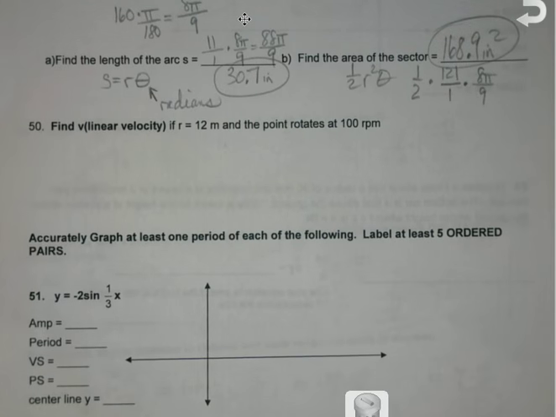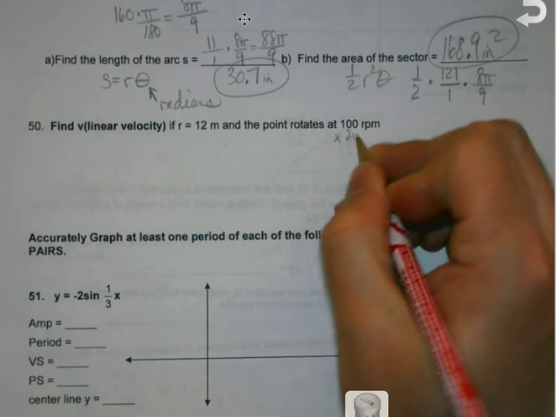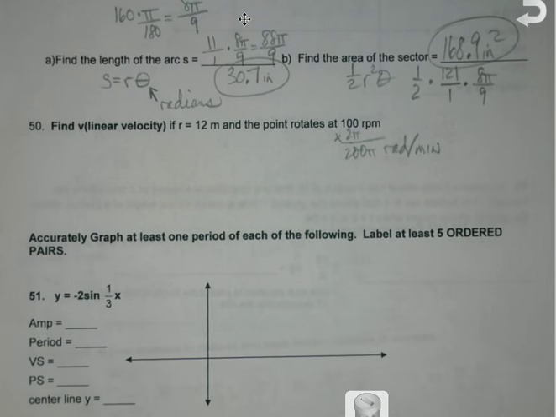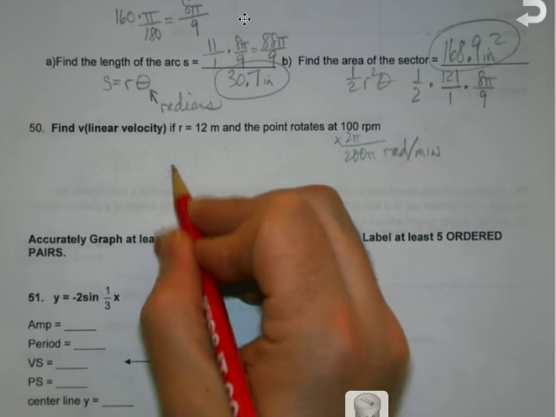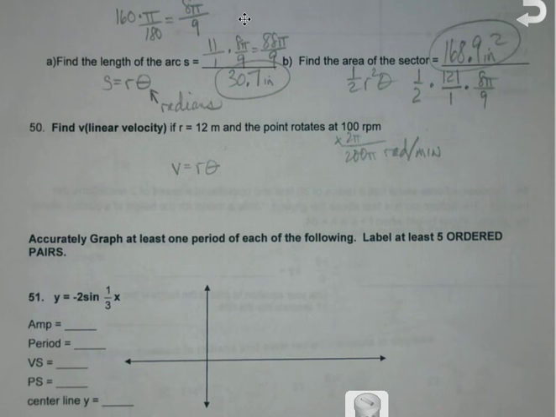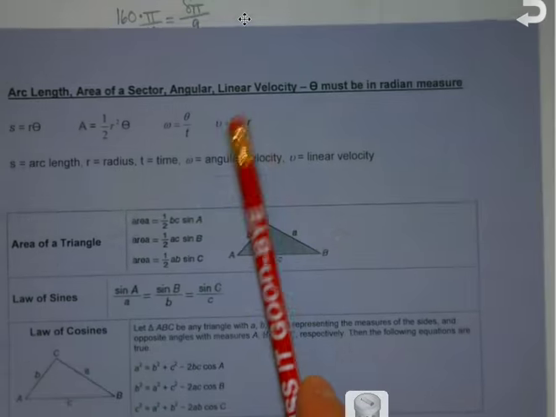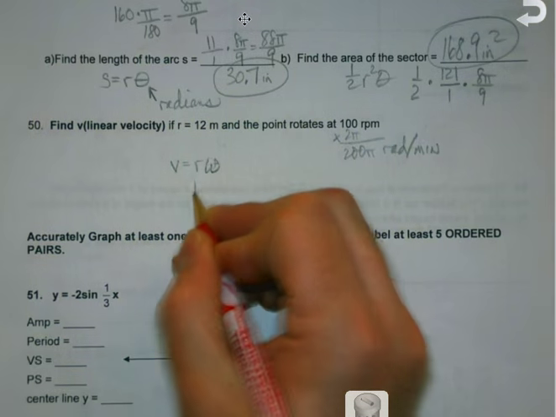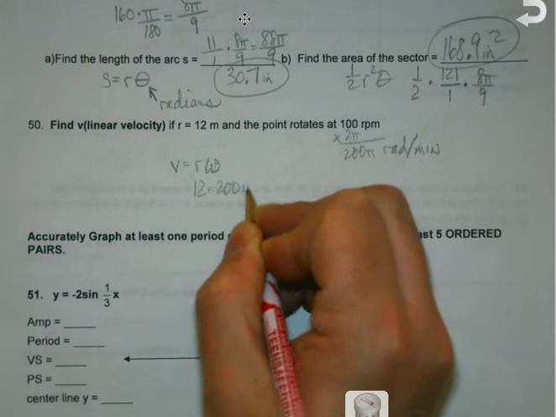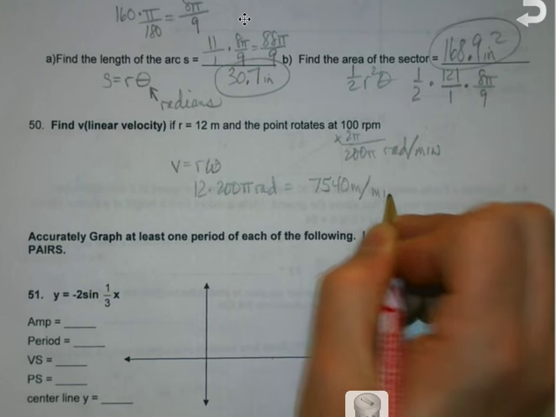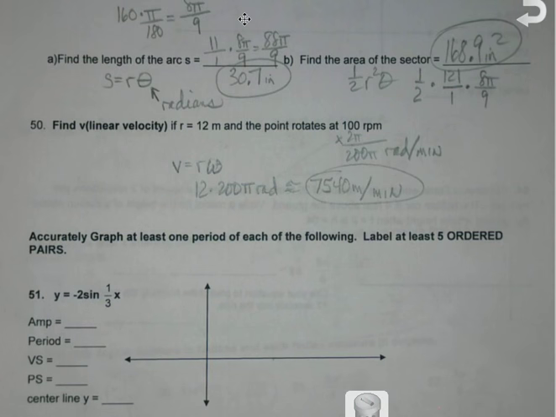Almost there. Find the linear velocity if my radius is 12 meters and the point rotates at 100 revolutions per minute. Revolutions not in radians yet. Multiply it by 2 pi. Now we're in radians per minute. So again, my linear velocity. So 12 times 200 pi radians. And again, normally we're going to write this way. If you leave it as 2400 pi, again, I'm not going to mark it wrong because you're just being a little more exact. So that's all we'd be looking at on that.